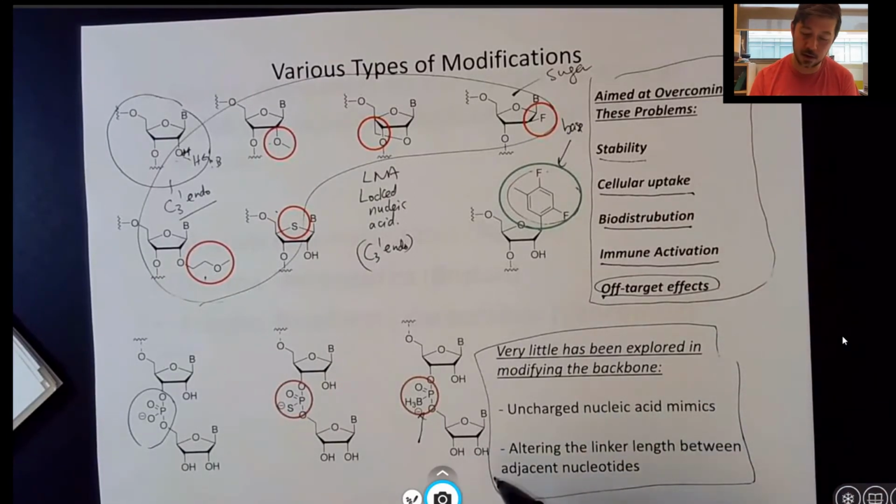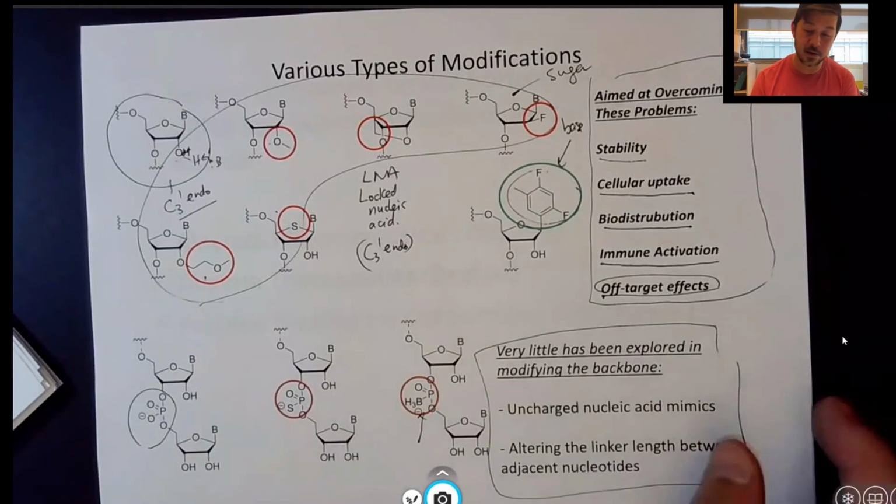However, in recent years, there have been efforts to synthesize derivatives containing neutral backbone. So things like amides. I've done some work myself with triazoles. So this is an active area of research in the field.